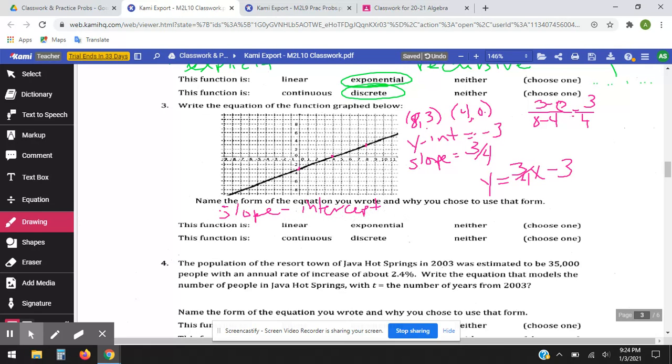Now I could have done slope point form if I had chosen not to do this y-intercept right there, but I chose to do the slope intercept, so I'm going to stick with that. This is a line, so it is linear, and it's connected, so it is continuous.